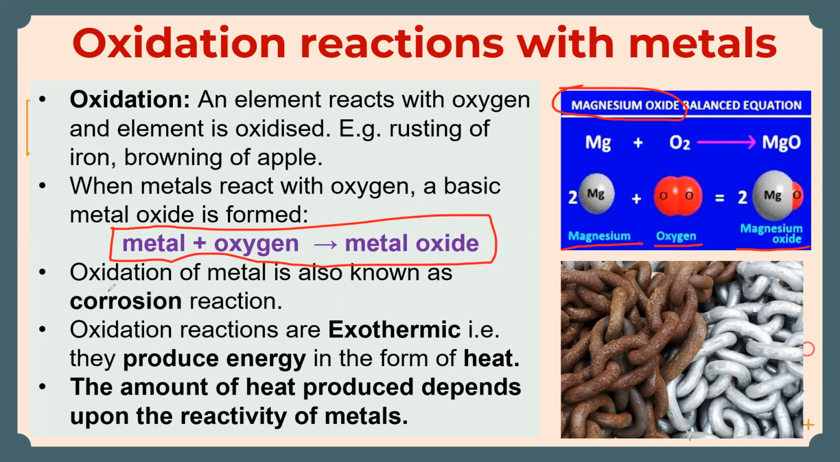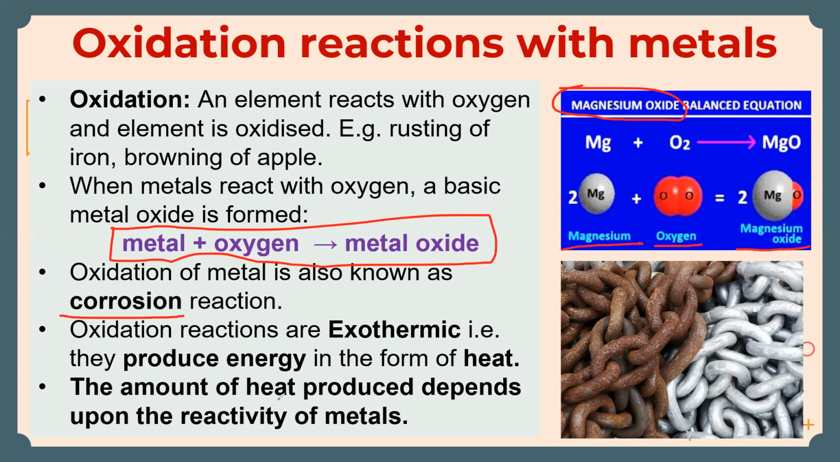So like I said before, one example of oxidation of metal that we can see is corrosion, okay? And corrosion is very much related to that process of rusting that we see in a lot of metals, particularly in iron. Okay, oxidation reactions are exothermic, which means that they produce energy in the form of heat. Okay, they don't absorb energy from the environment, but they produce energy in the form of heat and relay that to the external environment.